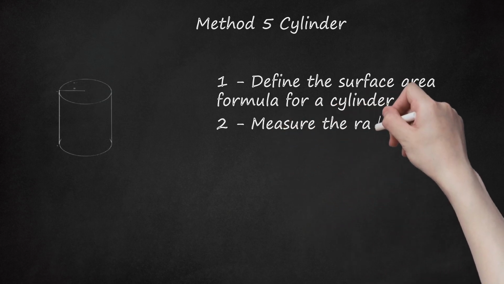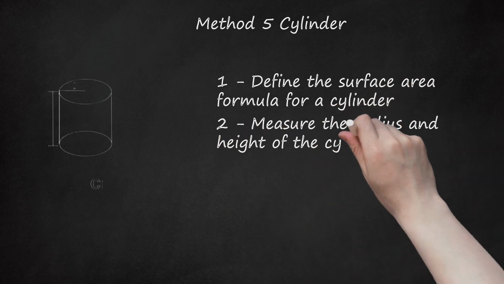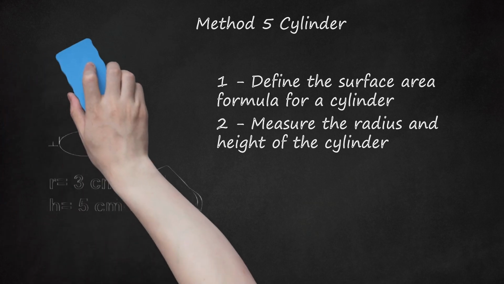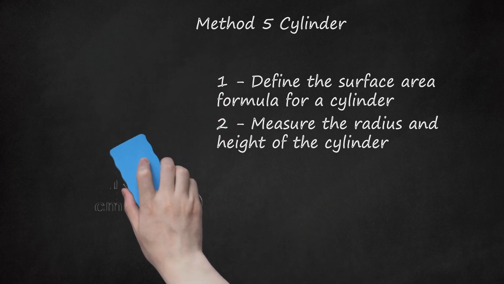2. Measure the radius and height of the cylinder. The radius of a circle is half of the diameter, or half the distance from one side of the circle to the other through the center. The height is the total distance of the cylinder from end to end. Using a ruler, take these measurements and write them down. Example: r equals 3 centimeters. Example: h equals 5 centimeters.